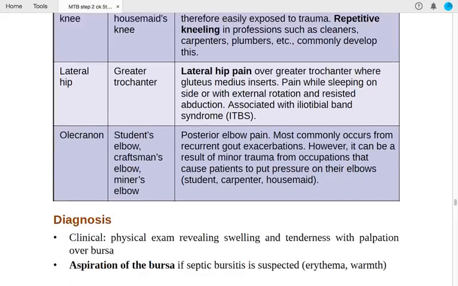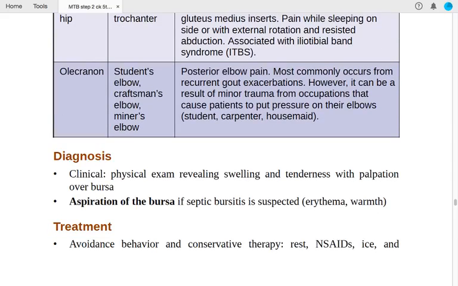Then olecranon bursitis is student's elbow or craftsman's elbow or miner's elbow. Posterior elbow pain will be there. Most commonly it occurs from recurrent gout exacerbation. However, it can be a result of minor trauma from occupation that causes the patient to put pressure on their elbows, like a student or carpenter or housemaid. So they can all have this sort of bursitis and other complications.